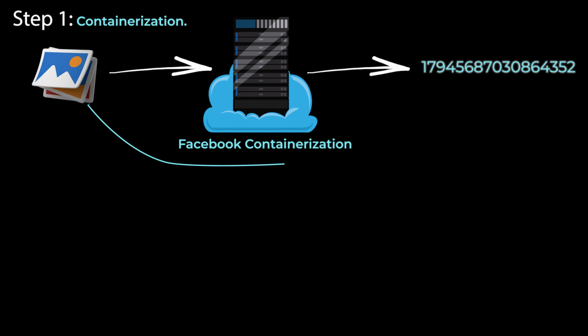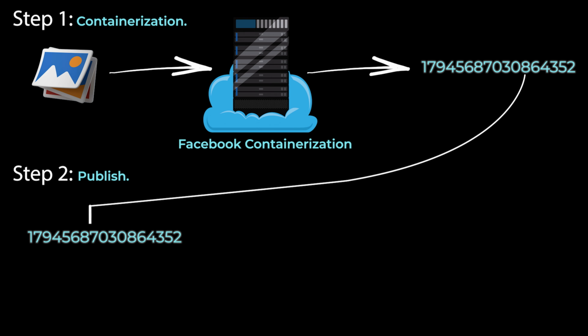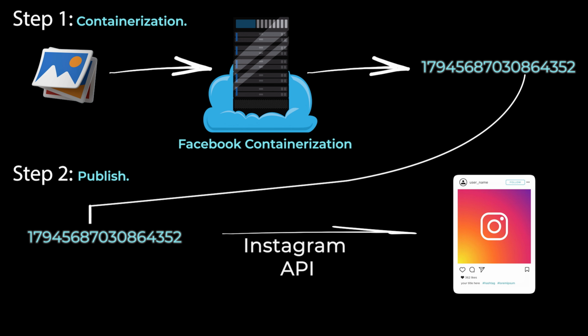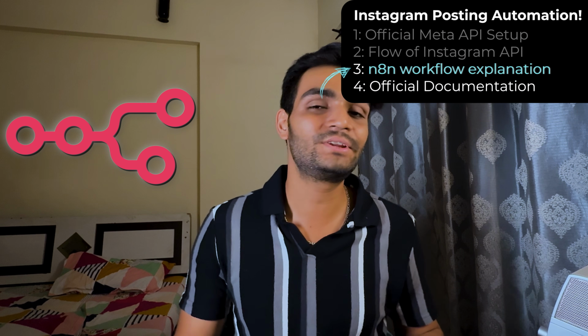It says our media is now stored in this container with this ID. With this ID, we'll do the second API call of publishing. Now Facebook has the idea that we are publishing this container ID to our page. So it's a 2-step process. First, sending to the Facebook server, then using the container ID, we publish to Facebook. Okay, this sounds very simple. Now that you understand how the flow works, let's get started with the n8n workflow.